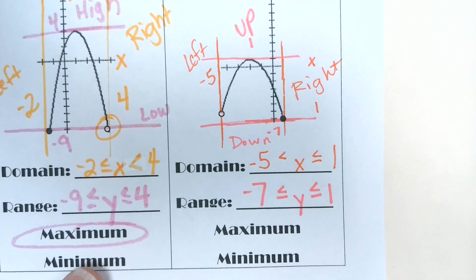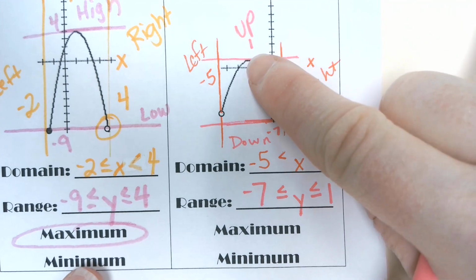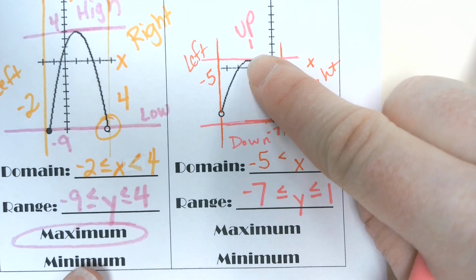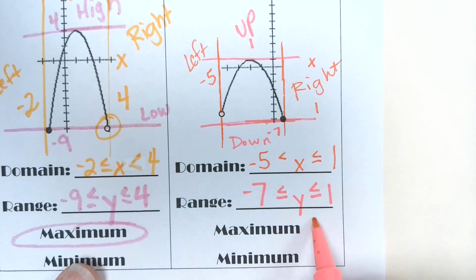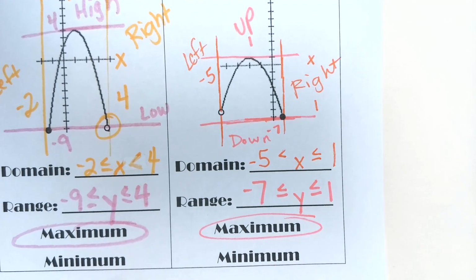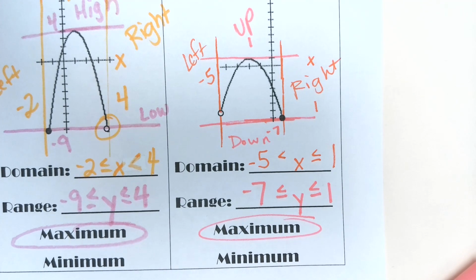And then max and min, that refers to our vertex. Our vertex is up here, which is the top of the arch. Top would be our maximum. So go ahead and write maximum. All right, go ahead and glue this in the next page if you haven't already.